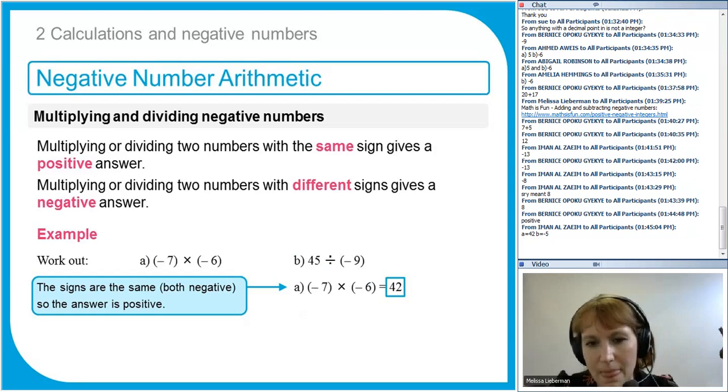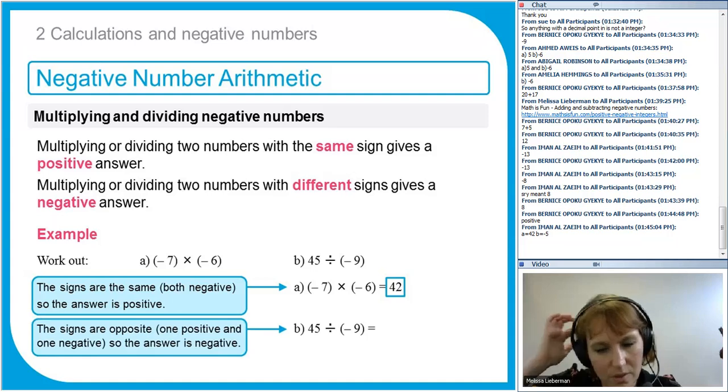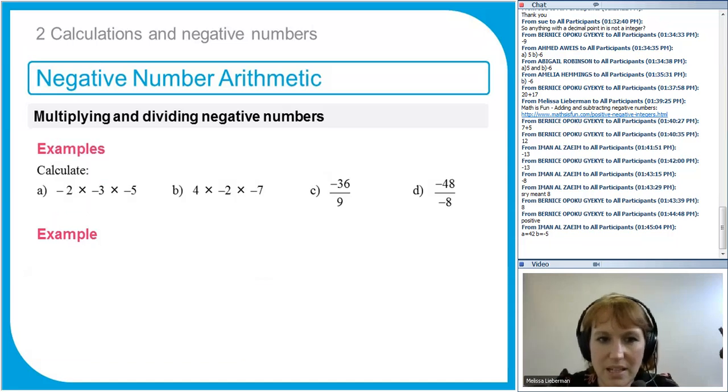So part B, 45 divided by -9. The signs are different. 45 is positive, negative 9 is negative, the signs are different, so the answer is going to be negative. And then you just work out 45 divided by 9. Iman, minus 5. Let's have a look. So 45 divided by minus 9 is minus 5. Just takes a bit of practice, learn the rules, and then it's just the same as normal multiplication and division.